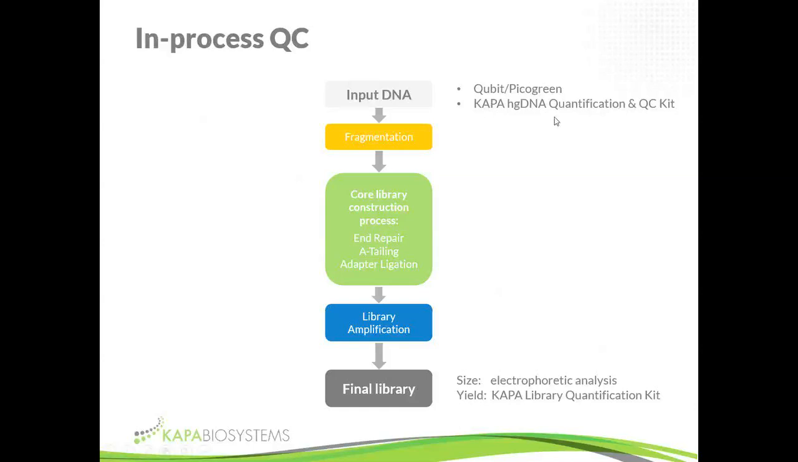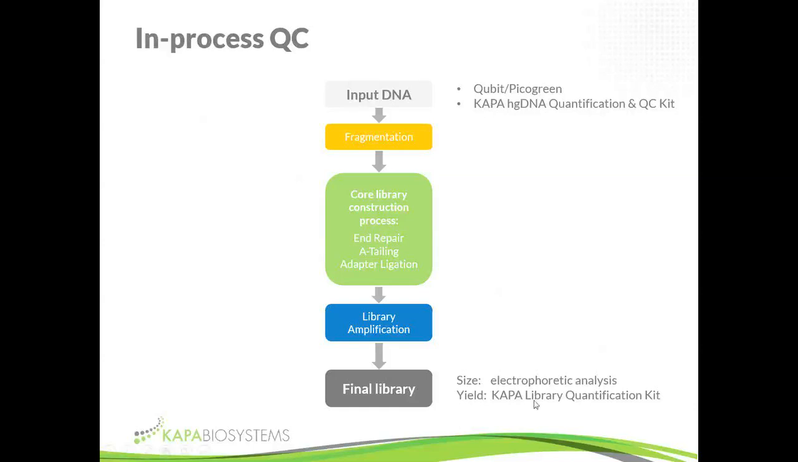And then everybody looks at the final library. Obviously, we need to do some kind of electrophoretic analysis to see that the library is the size we expected. So if we fragmented the DNA to an average size of 300 and we add two adapters of 60 base pairs each, we need to see a library shift towards 350 or 360. Electrophoretic analysis is important to confirm that the library is in the size range that you expect it to be. But then we also need to quantify the library.